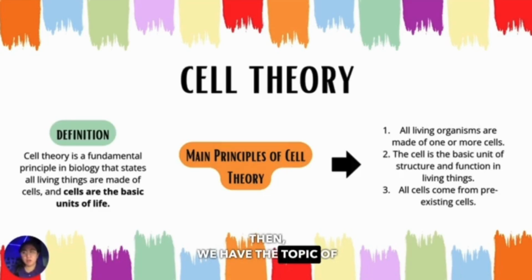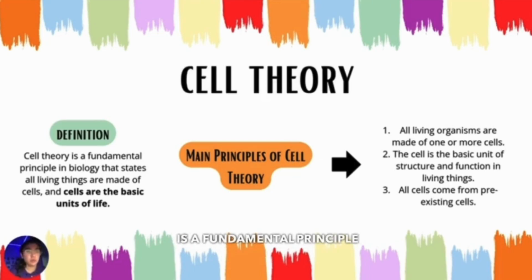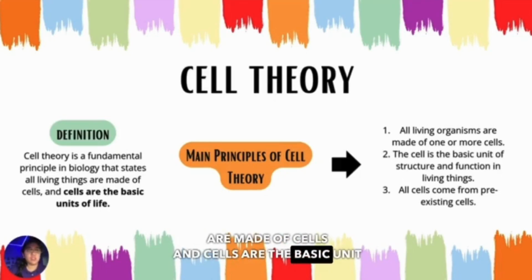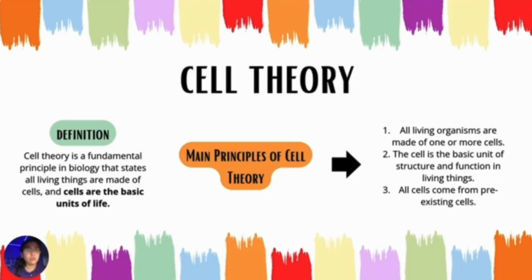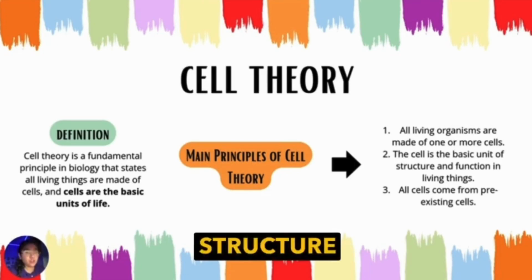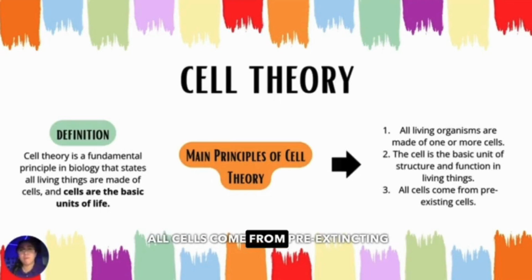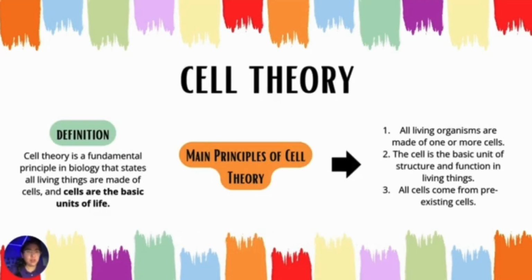Then we have the topic of cell theory. The definition: cell theory is a fundamental principle in biology that states all living things are made of cells, and cells are the basic unit of life. The main principles of cell theory are that all living organisms are made of one or more cells, and that the cell is the basic unit of structure and function in living things. All cells come from pre-existing cells, and all humans, all living things, are made up of cells.